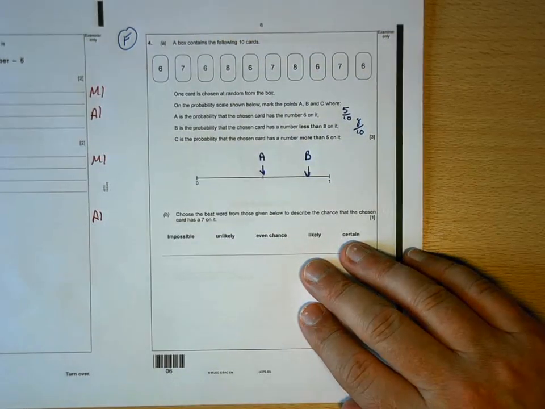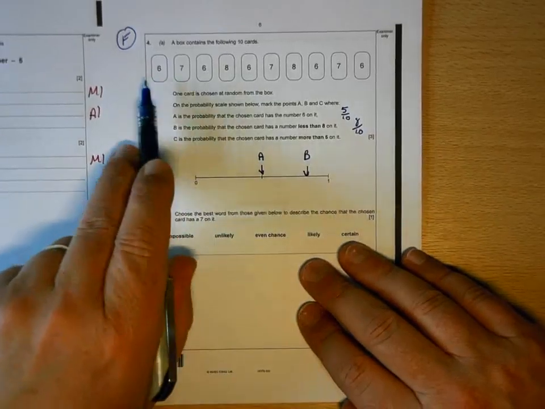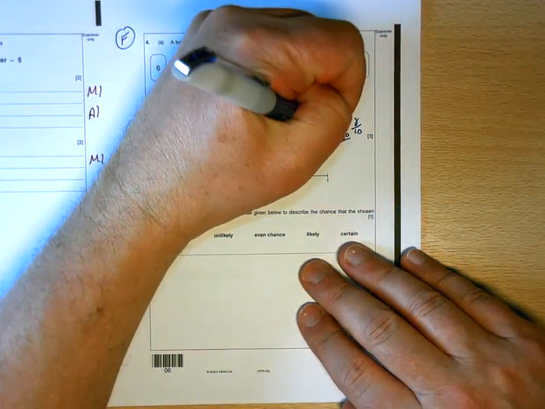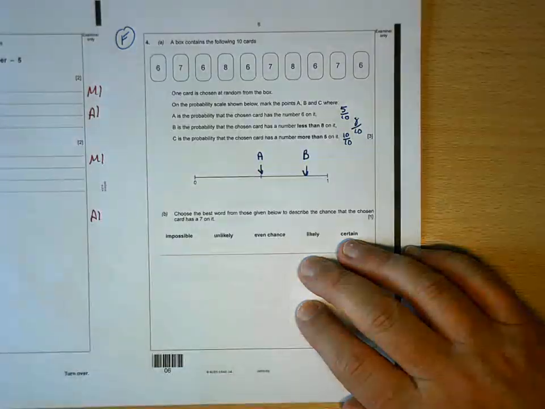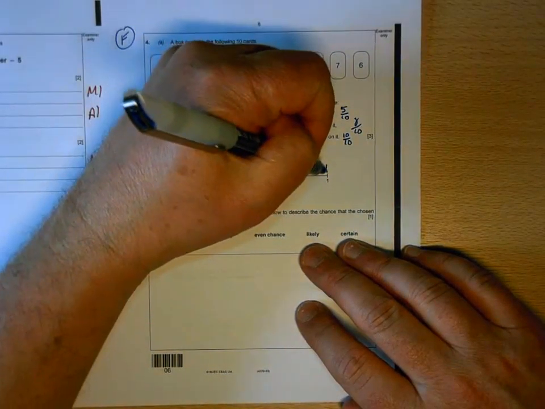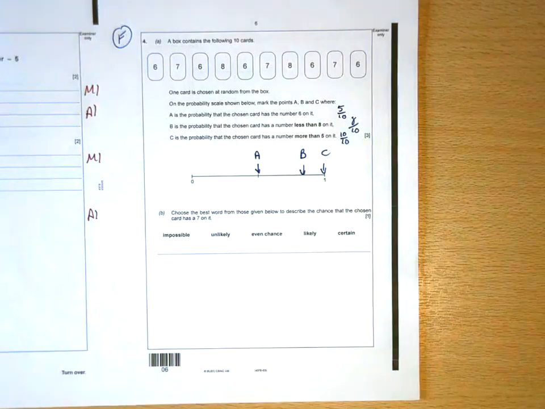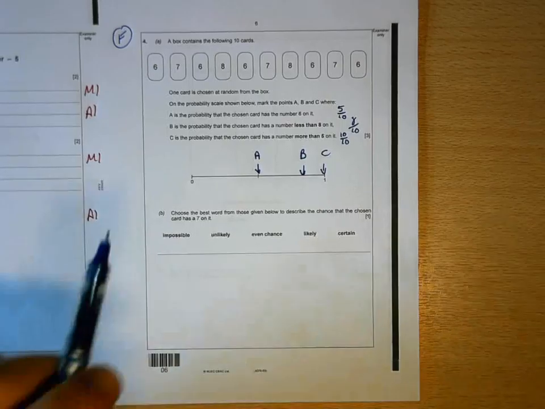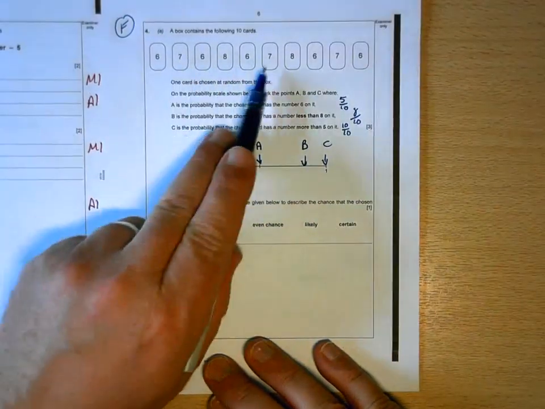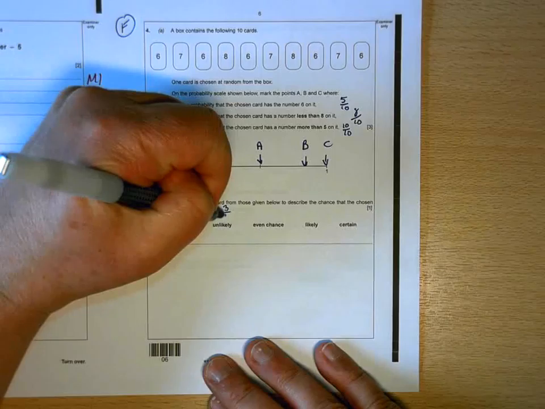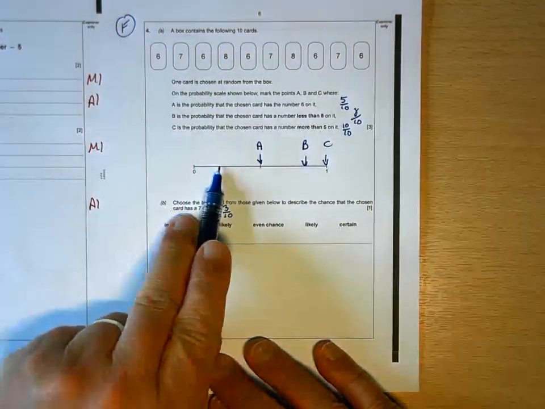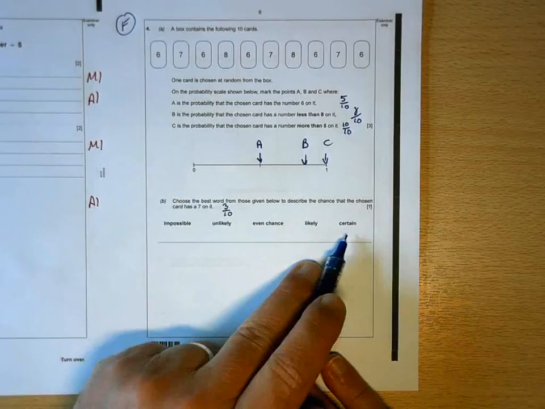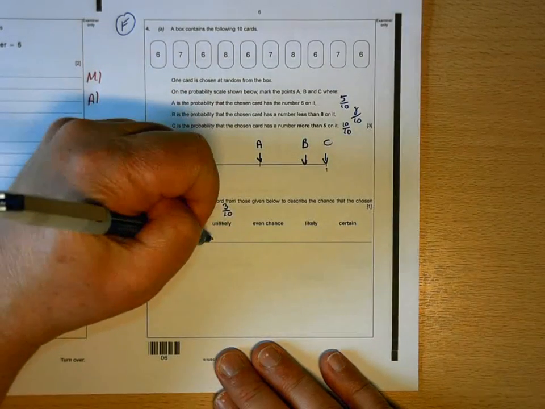The probability the chosen card has a number more than 5 on it, well, you can see there that all of them, 10 out of 10 of them, have a number more than 5. So that's going to be there. Choose the best word from those given below to describe the chance that the chosen card has a 7 on it. So a 7, 1, 2, 3 out of 10. So 3 out of 10 is going to be down there. Unlikely is the most fitting of those words.